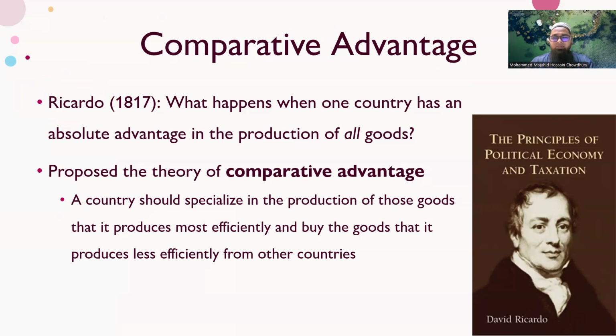This different theory is called comparative advantage, given by David Ricardo, another renowned economist, in his book, The Principles of Political Economy and Taxation. He explained what happens when one country has an absolute advantage in the production of all goods. He proposed the theory of comparative advantage: a country should specialize in the production of those goods that it produces most efficiently and buy the goods that are produced comparatively less efficiently from other countries. So it may still seem strange to you. Maybe you can think, how could it be possible?